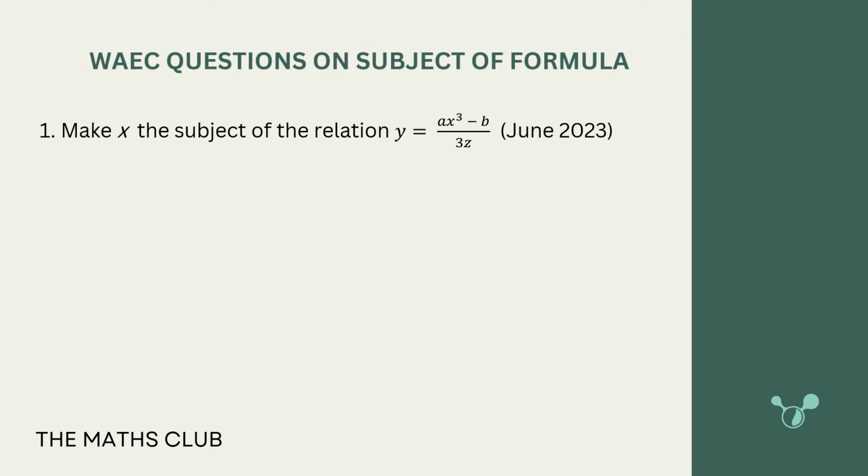Let's get started. So the first one says that make x subject of the relation y is equal to ax cubed minus b all over 3z. If you have been following from the beginning, I want you to pause the video and try it out yourself. Welcome back. Let's solve it together.